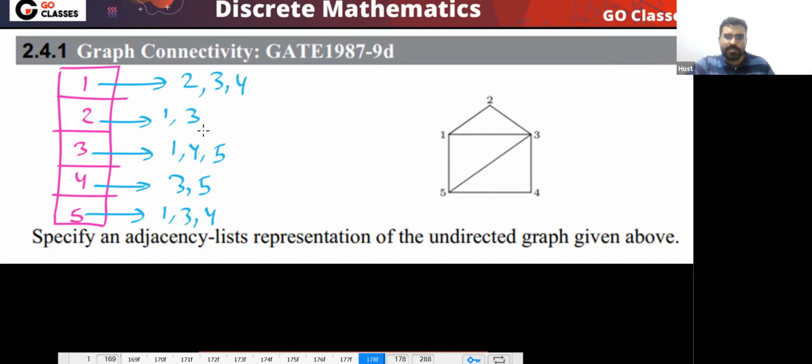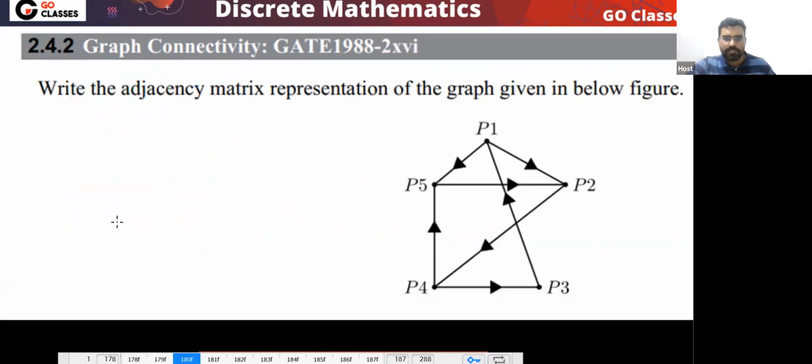And what will be the adjacency matrix? You can create the adjacency matrix also very similarly. Like this, you can create an adjacency matrix. Let's see this next question. We have to find the adjacency matrix. This is a GATE 1988 question.